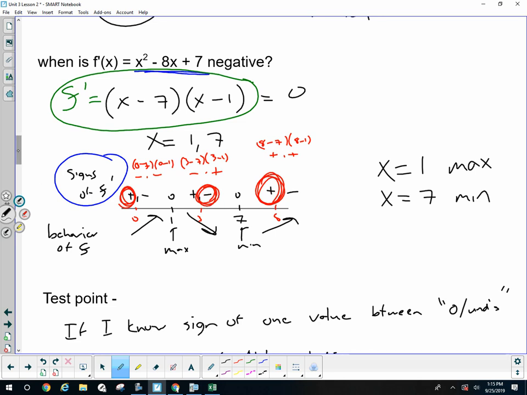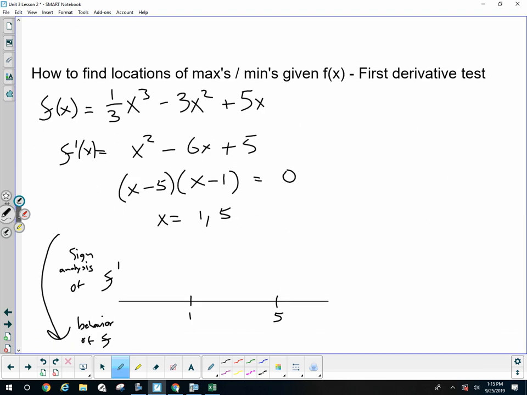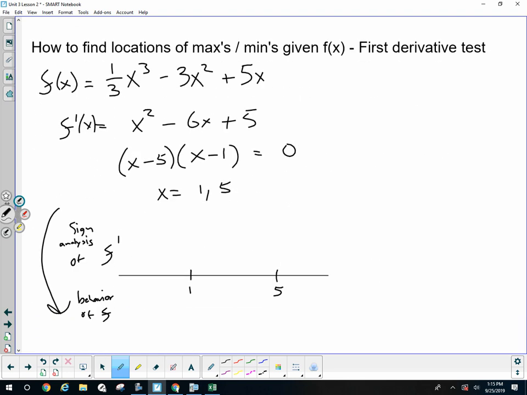Okay? So, going back here. In this case, I gave you f. Great, you found the critical points. Are they critical? They're possible locations of maxes and mins. It's when the sign of f prime might change. Great. Now, we will do our sign analysis for f prime by plugging in test points into our factored f prime. That will tell me if we have all positives or negatives in my intervals, and that will tell me the behavior of f. Go.